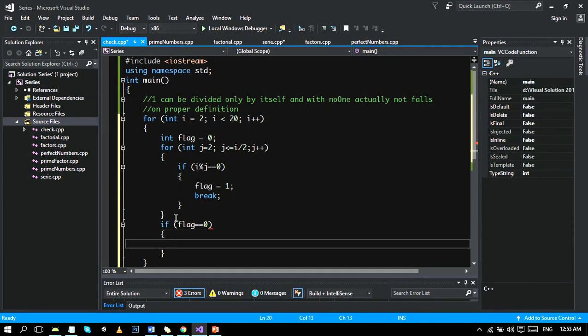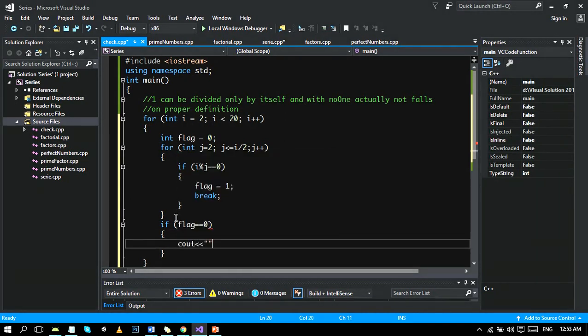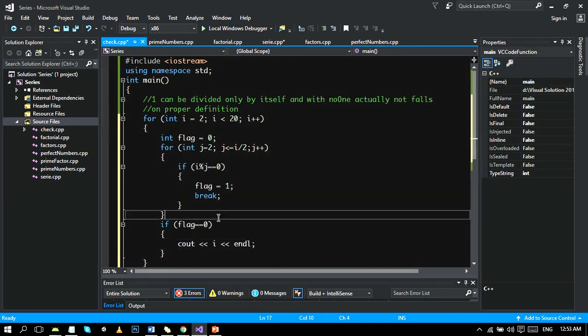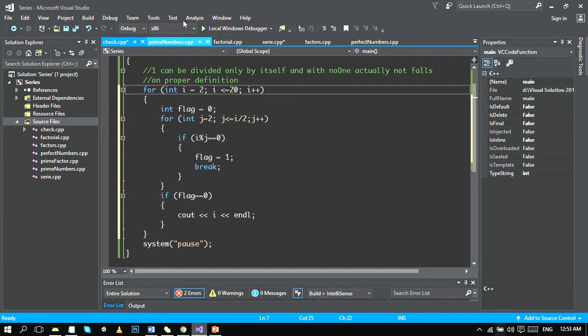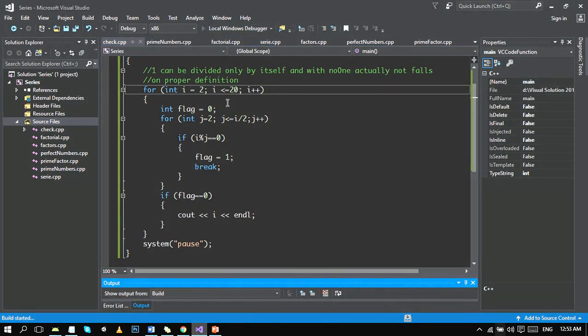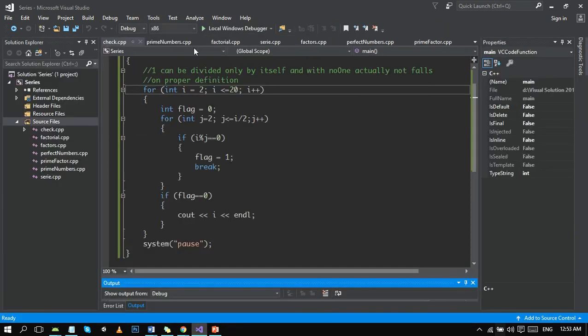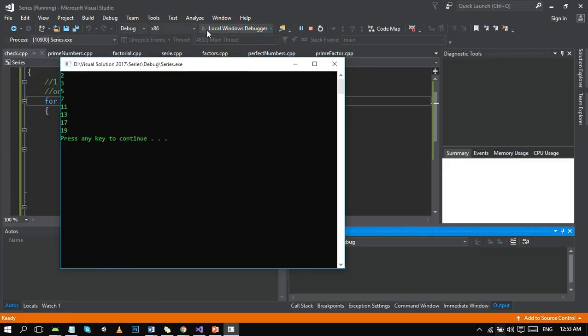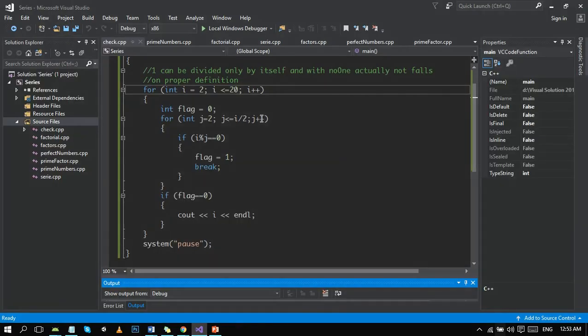So this is your i. The i will have all the values of prime numbers. So I think it's the end of the program. So we are getting 2, 3, 5, 7, 11, 13, and 19. These are the prime numbers up to 20.